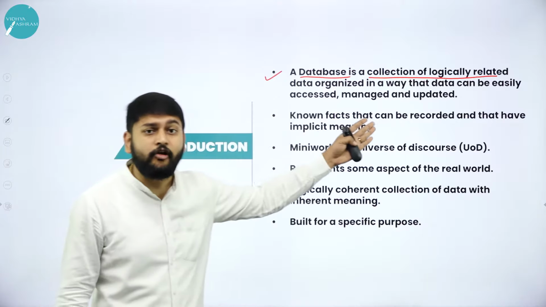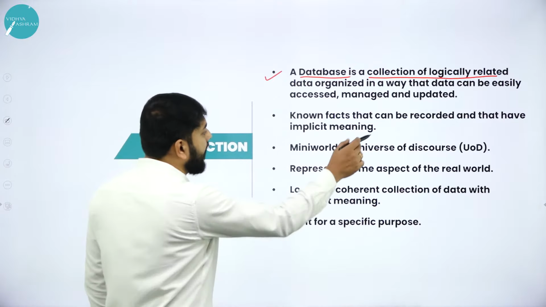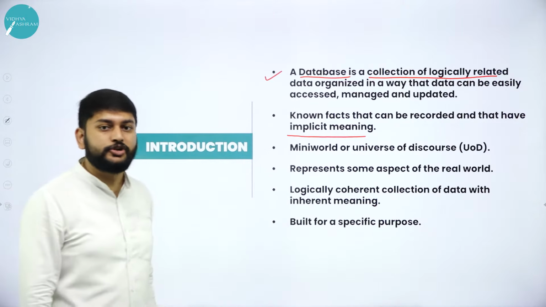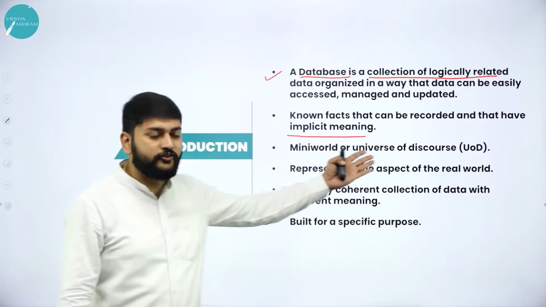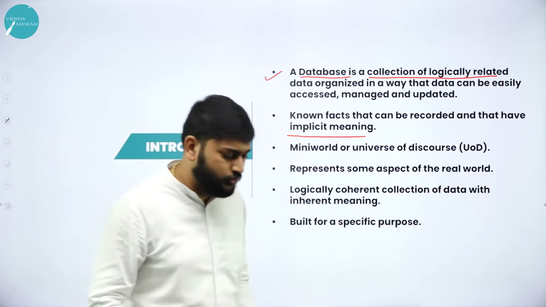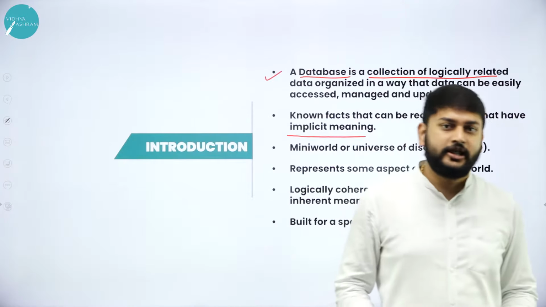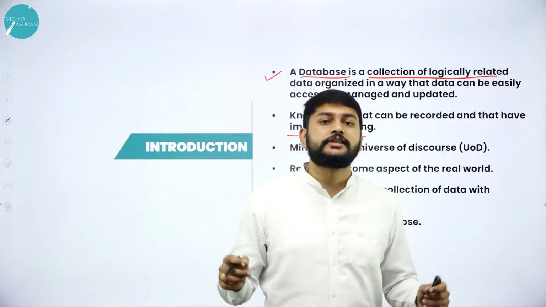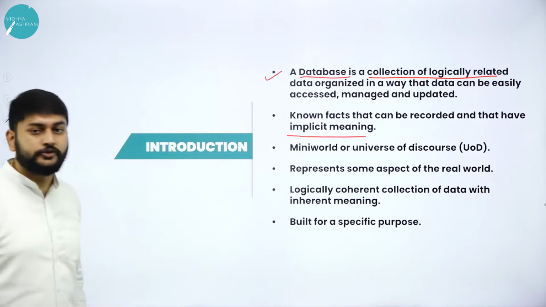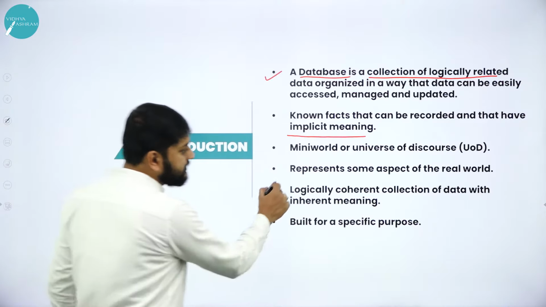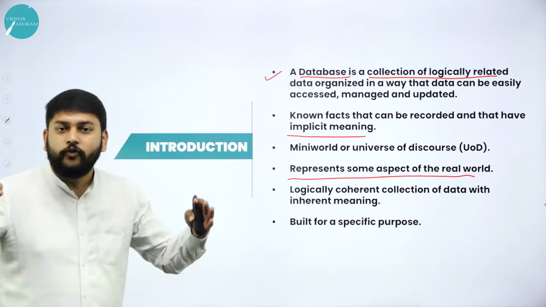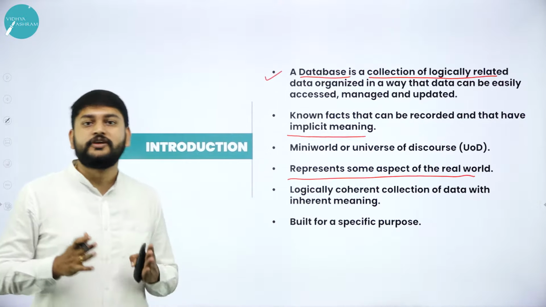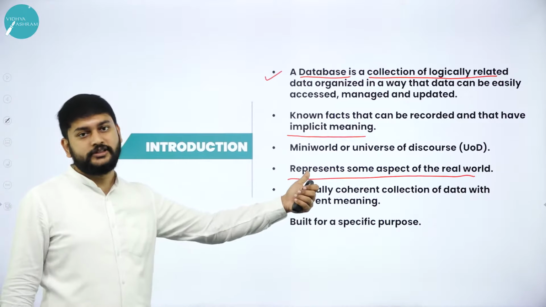Known facts that can be recorded, and that have implicit meaning, that is a second point that you should remember. Mini world or universe of discourse, everything you can store in a database is what they are trying to explain. These are the important points that you should remember with respect to the database. And also it represents some aspects of the real world. Whatever we are seeing in the real world, all those things you can represent in the form of database is what they are trying to explain with this point.